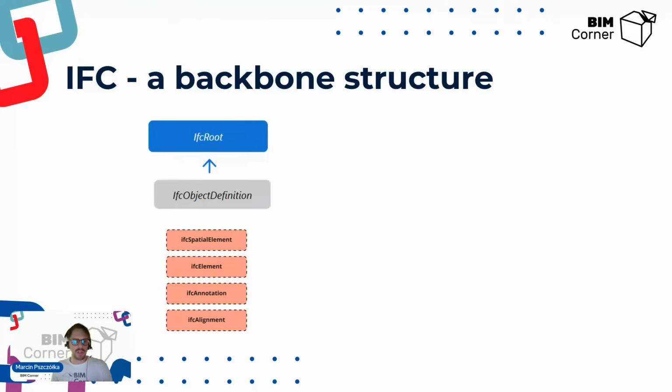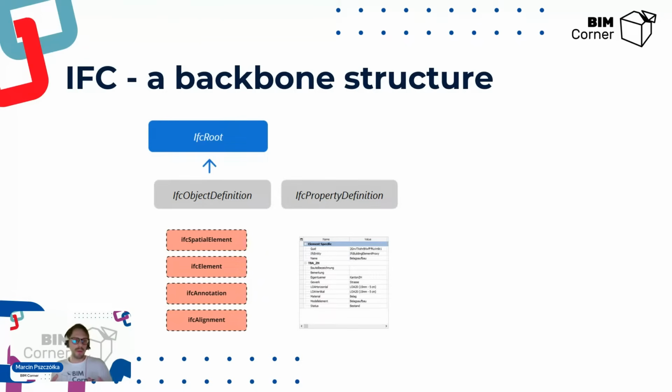Then we have annotation. This is a more virtual object that also helps us to describe, in some other extension, our models. And also we have alignment. So these are examples of the object definitions described by IFC. But then, as you probably know, and this is probably the typical use case, you use IFC because you have this very rich way of describing BIM models with some properties.